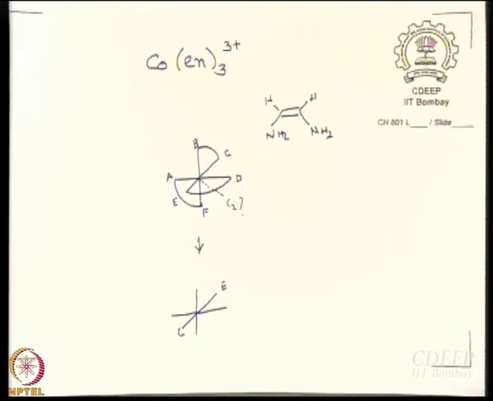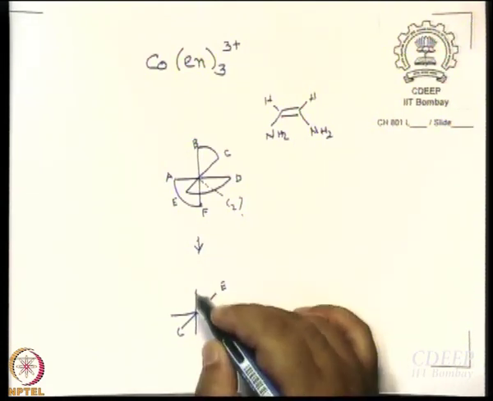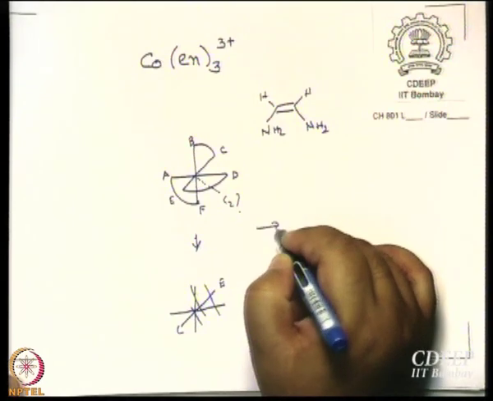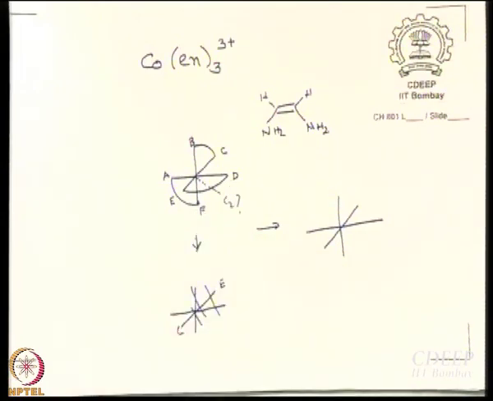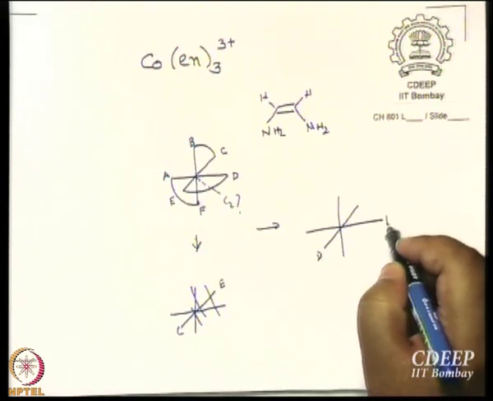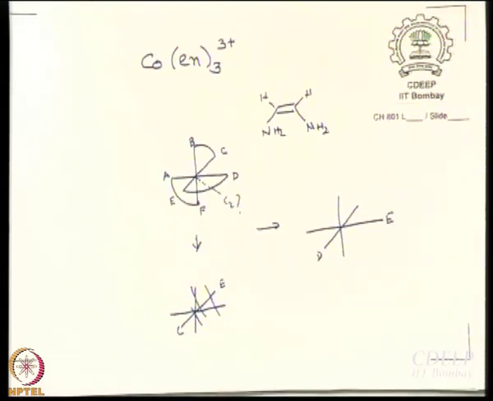Then B and F. I made a mistake. Let me write it here. Actually, D and E get interchanged, isn't it? D and E get interchanged. So D comes here, E goes here. B and F definitely get interchanged. Are you okay with that? B and F get interchanged? Sure? So C comes here and A goes there.